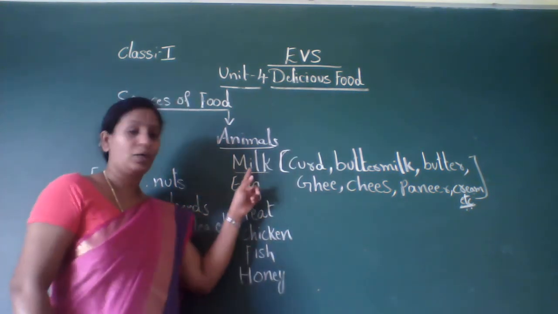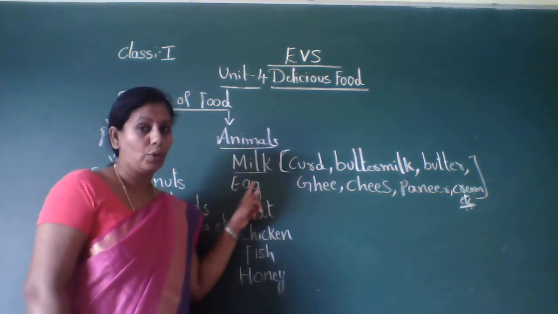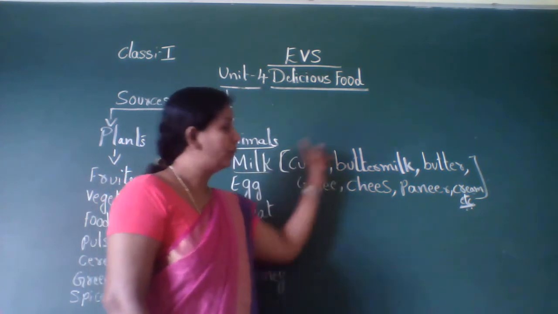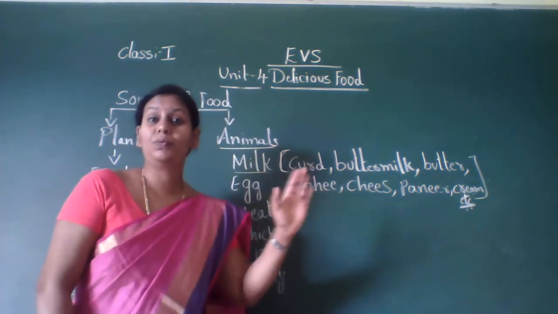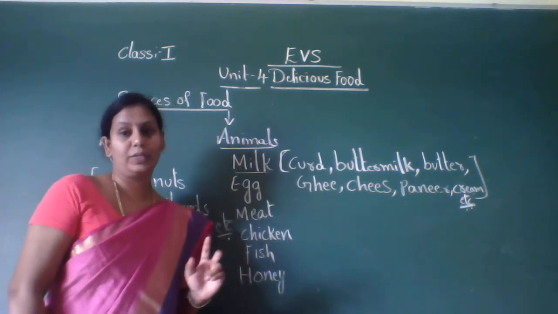Next, look, we get milk from the cow. From milk you can make all these products. That's why they are called a complete food. So they are complete food.